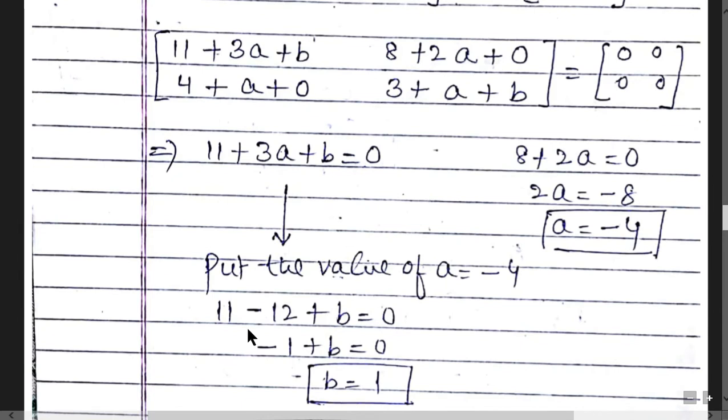These are simple linear equations. 11 minus 12 plus b is equal to 0, minus 1 plus b is equal to 0, and b is equal to 1. In this way you can calculate the value of a and b.